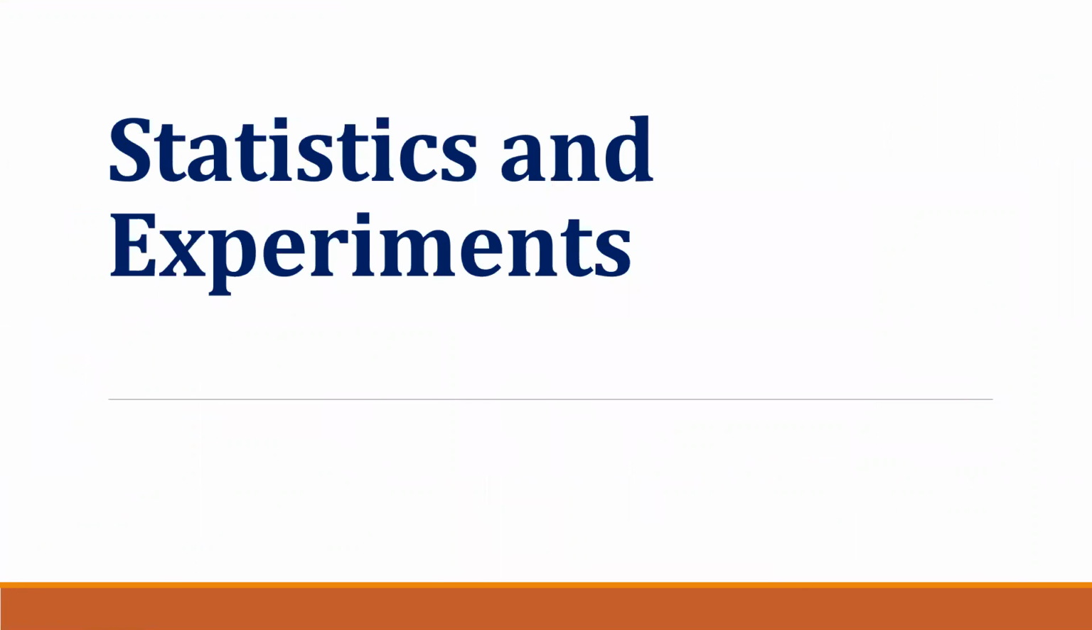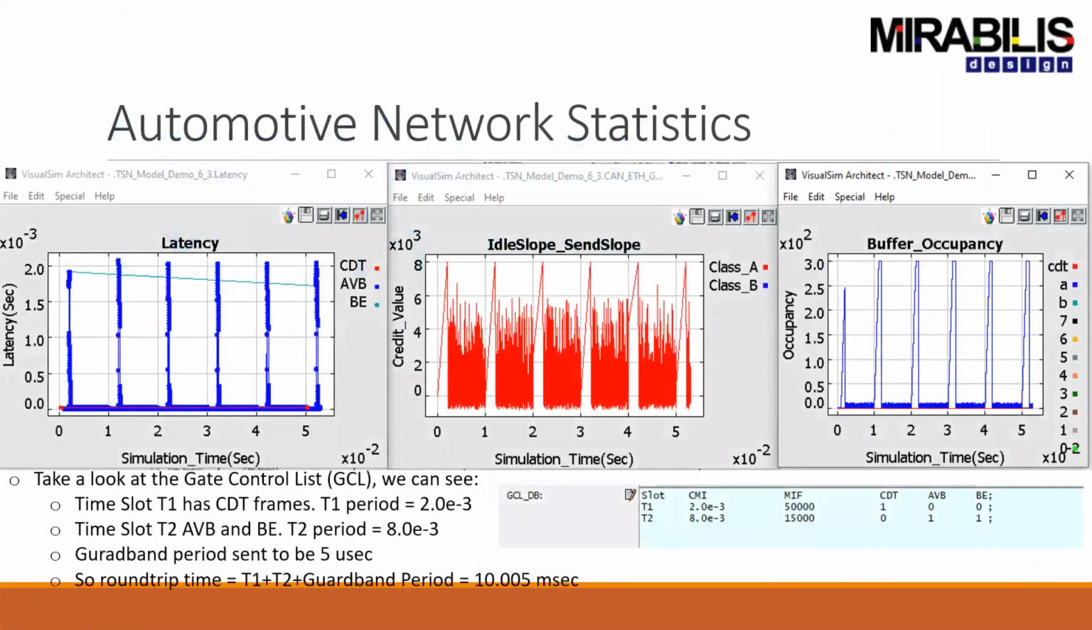We'll come back to it in a few minutes as we look at more of modeling and architecture exploration. Other statistics on the network itself are really latency, credit, and buffering. So here what we're looking at is, if you look at the gate control list right over here, you can see there are two slots, T1, T2, and you can see the attributes.